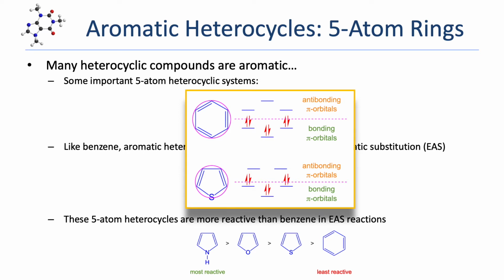Using the Frost circle method, we see that the pi-bonding molecular orbitals of benzene are simply lower in energy than those of thiophene and the other 5-atom aromatic heterocycles. This makes the pi bonds of benzene stronger, making it a more stable, less reactive compound.